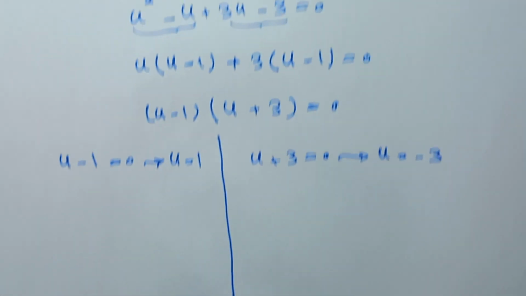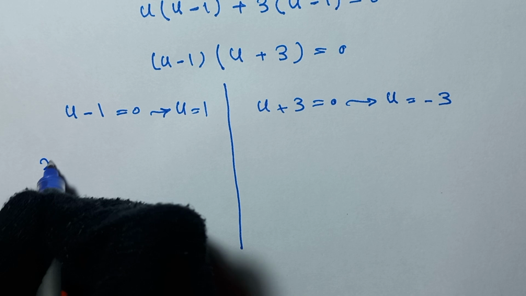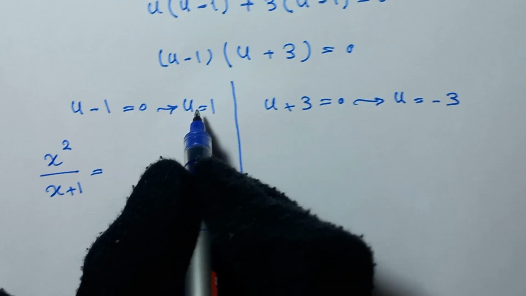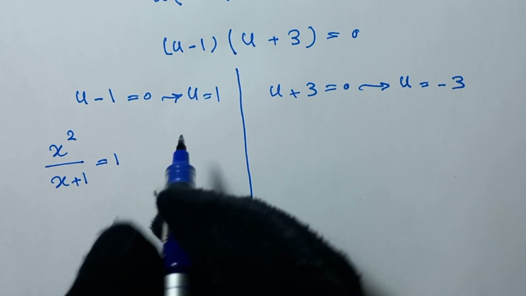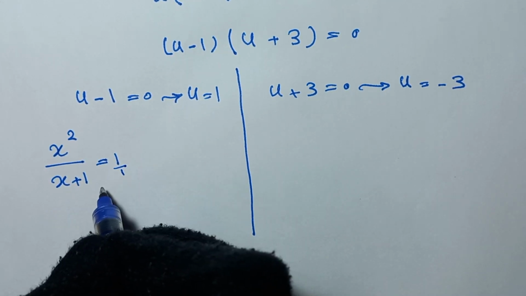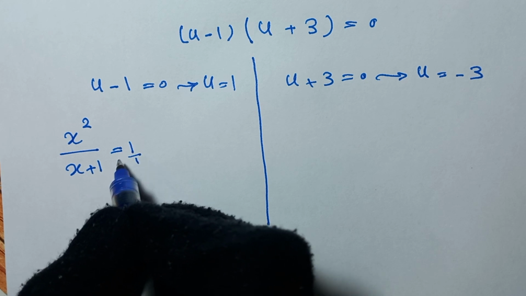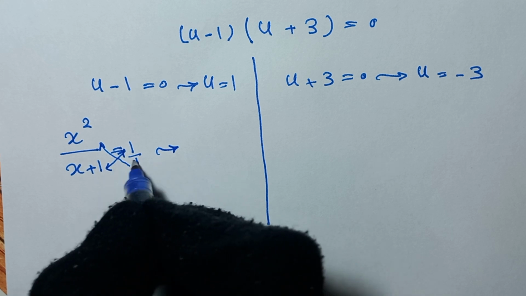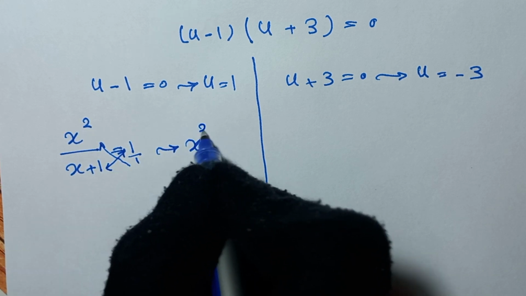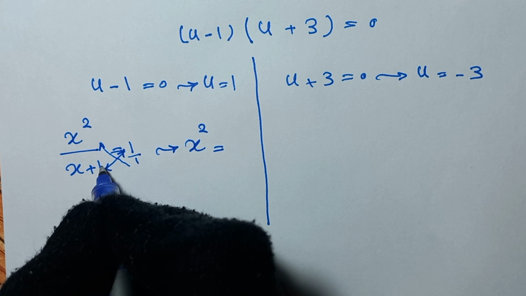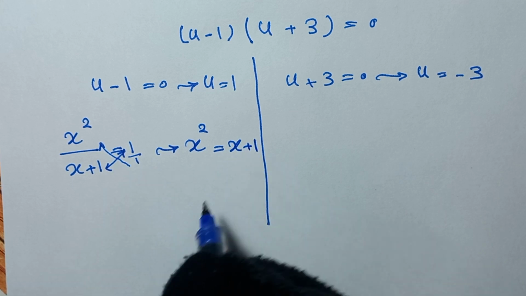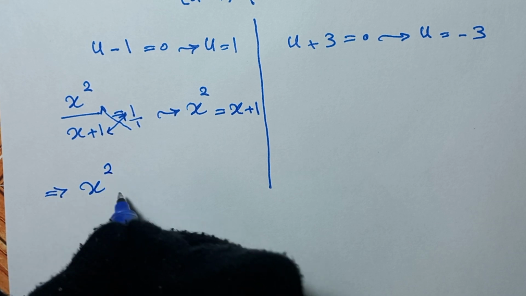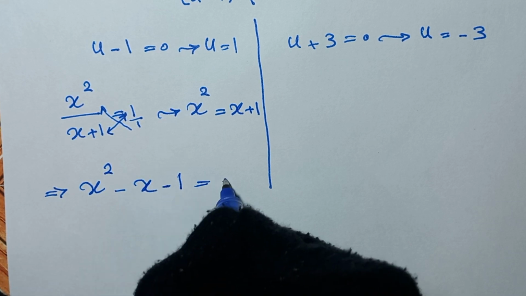So we write here, x squared over x plus 1 equals u, and u from here is 1. So it's 1. And here, we can write 1 as 1 over 1, right? So here, we apply cross multiplication. This times this, and this times this. So it will be 1 times x squared, x squared, equals 1 times x plus 1, it will be x plus 1, right? So in the next step, we take these two parts to this side, and it will be x squared minus x minus 1 equals 0.